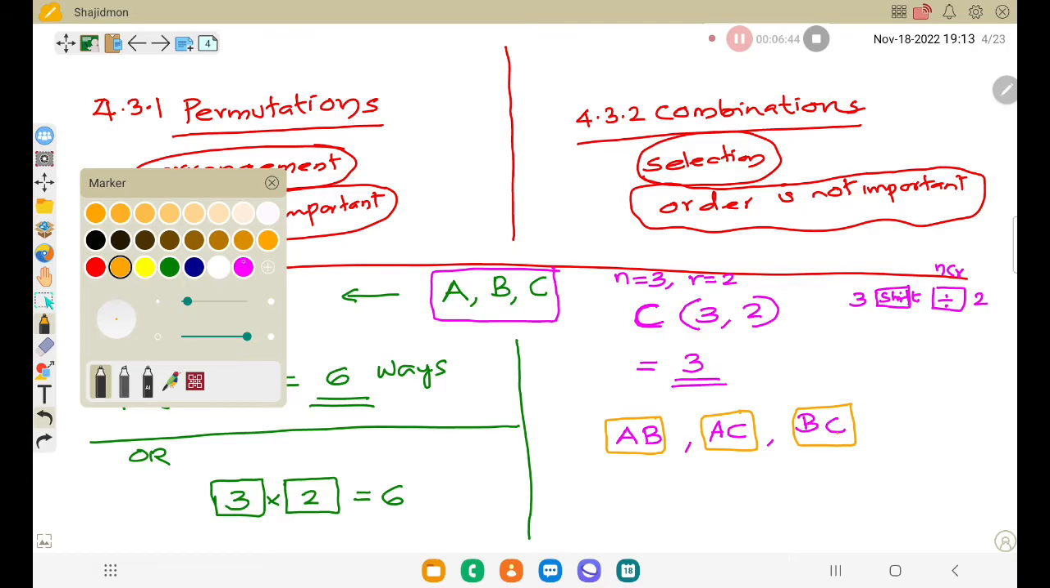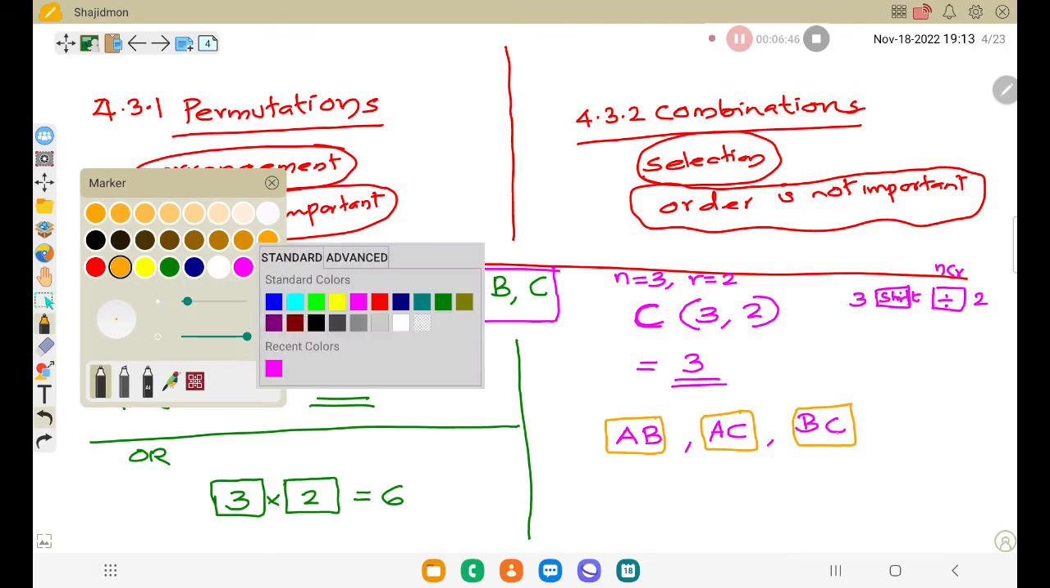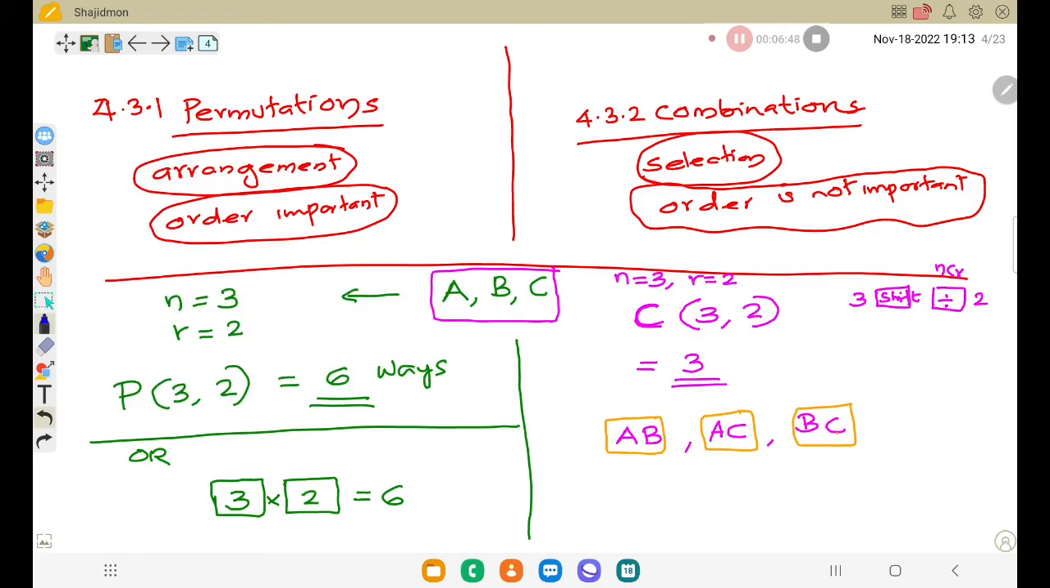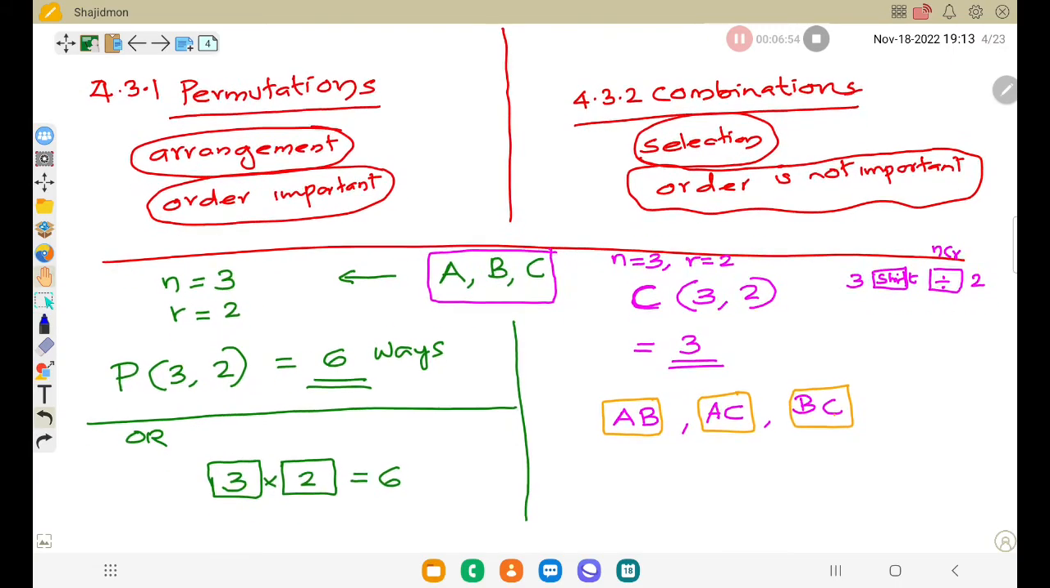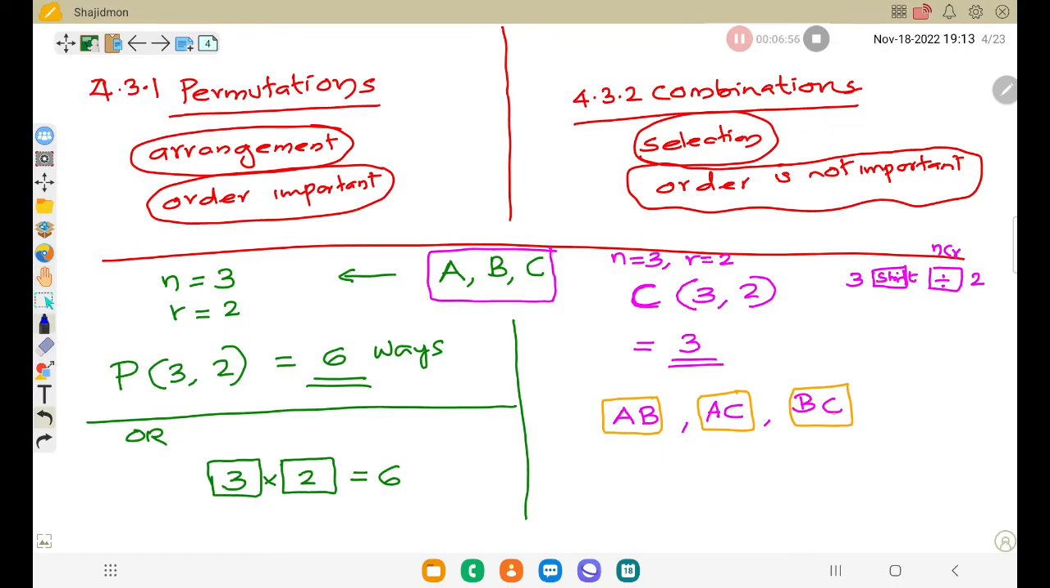But in the permutation, how many options are there? In permutation we got 6 options. What are the 6 arrangements? It is the arrangement of the objects, and order is important there. So what are the 6 options? A and B we can arrange: A first, B second. And in the same way we can write BA, because B first, A second. Order is important in permutation.